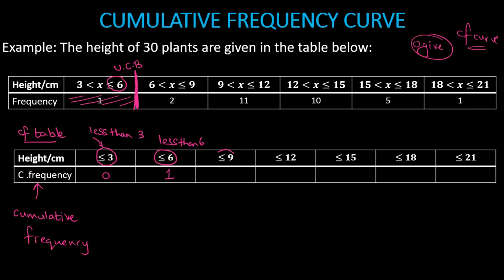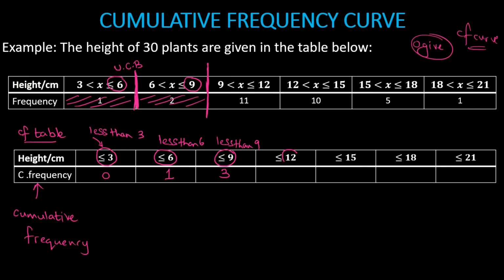Next comes the value 9. This is less than 9 or equal to 9. And since it was the upper class boundary, here it is. So this is the limit for the upper class boundary of 9. How many plants have a height less than 9? It's 2 plants plus 1 plant, meaning a total of 3 plants. You see, we are adding the frequencies. This is what we call running total.